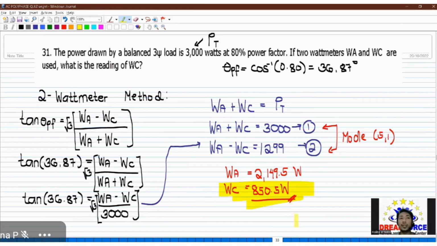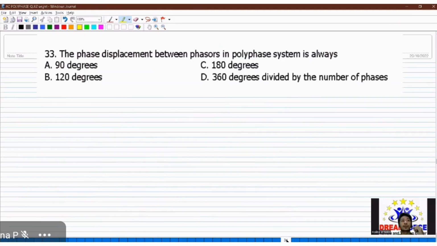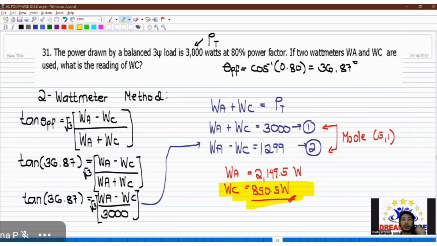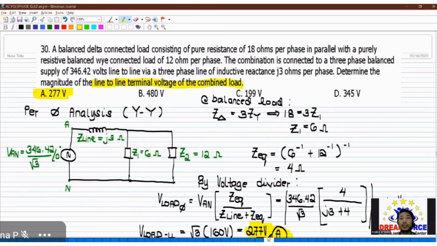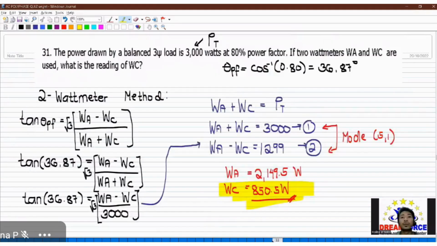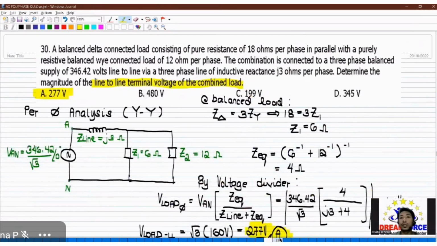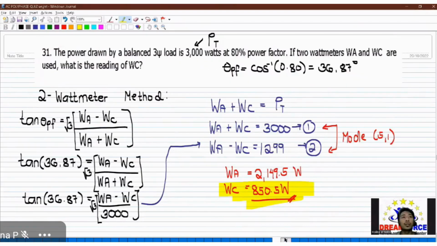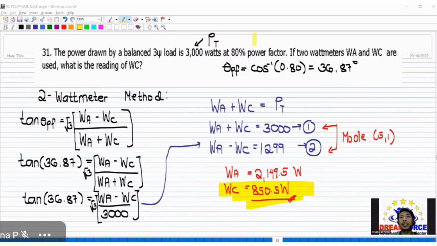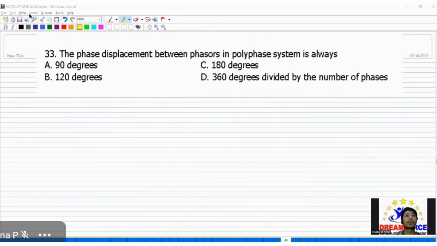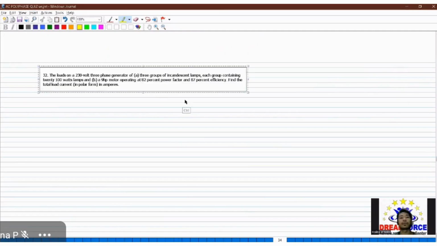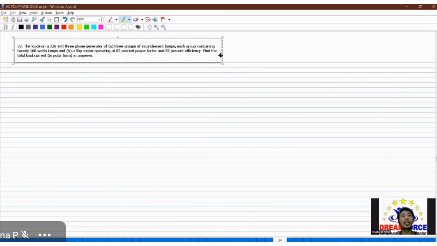Okay, so let's solve number 32. Okay, so 30, 31, and 32. Wait lang, i-copy lang natin. Sige, so ito po yung 32 natin.